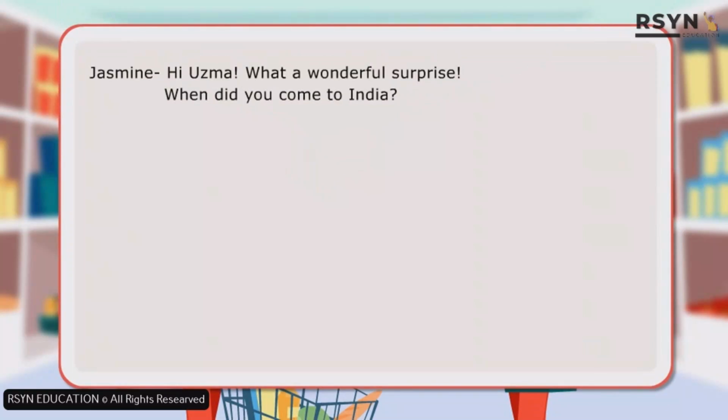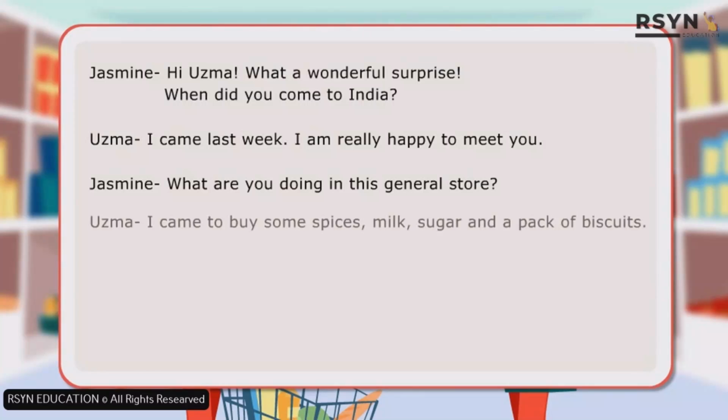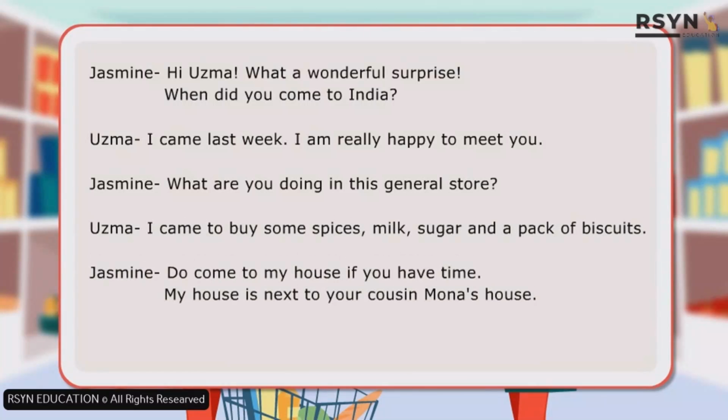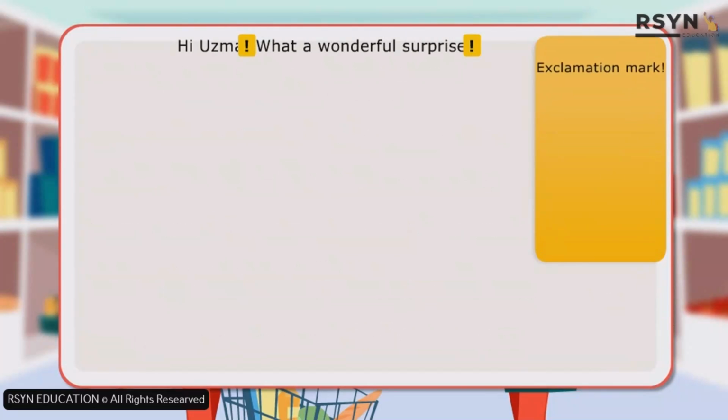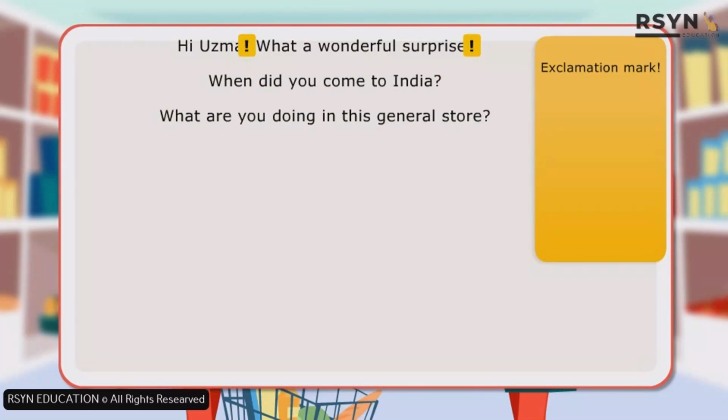Punctuation. In the dialogues of the girls, there is proper pause and expression, and thus clarity in meaning due to various punctuation marks. Here are some examples of various punctuation marks used. Hi Uzma, what a wonderful surprise! Exclamation mark. When did you come to India? What are you doing in this general store? Question mark. I came last week.